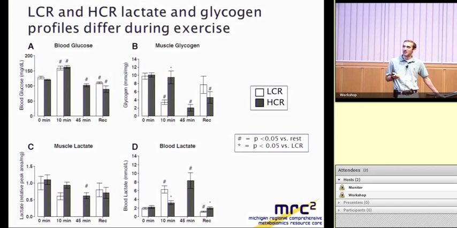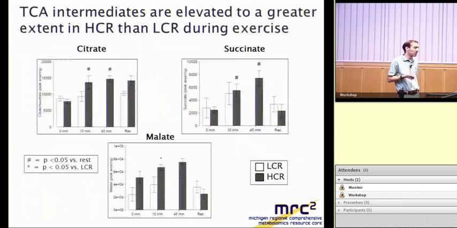Exercise, but exercise that is not complete oxidation of glucose to CO2 through the TCA cycle. So lactic acid is elevated in the blood of LCR rats at 10 minutes. The HCR rats, it doesn't become elevated until 45 minutes. Okay, so let's look at some data.